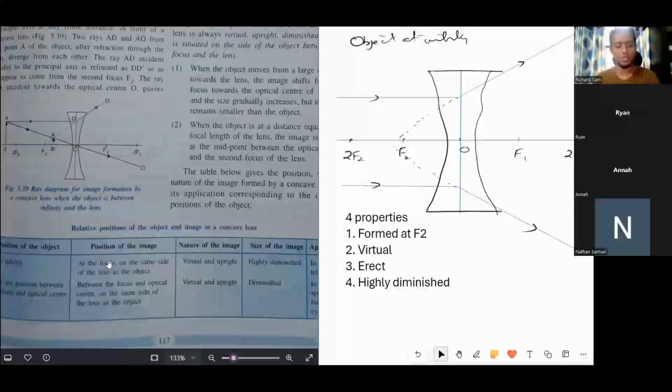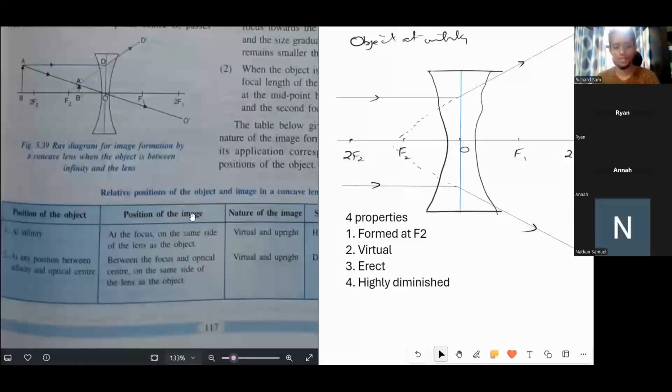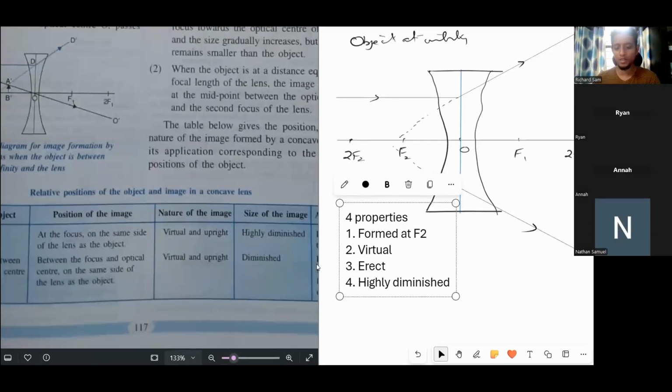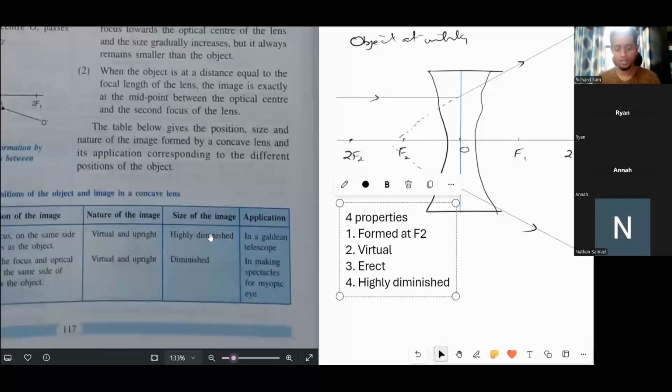See in your book how they have mentioned the points. If the object is at infinity, where is the image formed? At the focus. I've written F2. Here they have written at the focus on the same side of the lens as the object. I didn't write same side because it's understood that F2 is on the same side, on the left side. Then virtual upright. Instead of erect, they have written upright. It's the same thing. Highly diminished. Application is in a Galilean telescope.